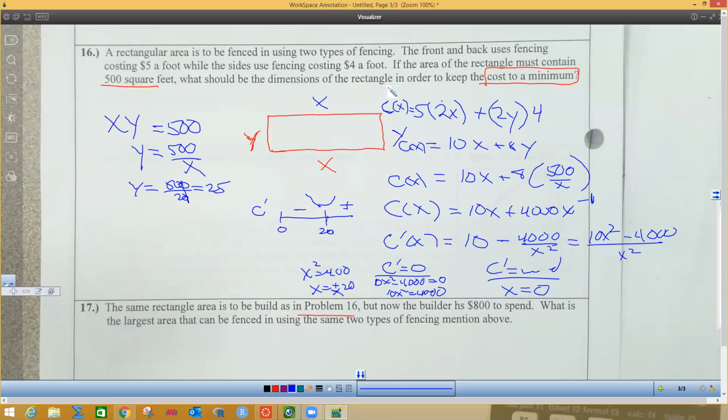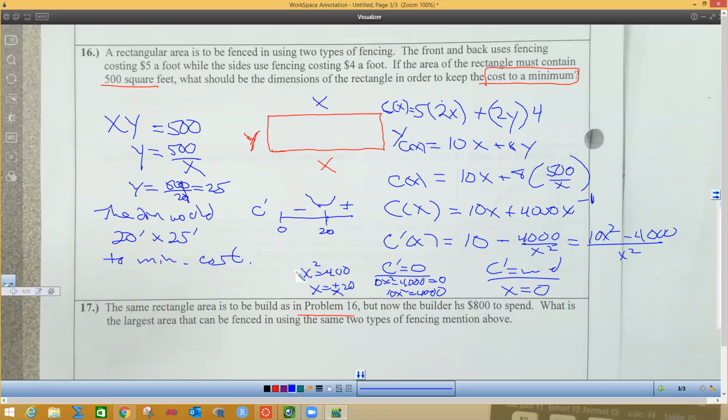So this says, what would the dimensions of the rectangle be in order to be a minimum cost? So the dimensions would be 20, let's see, we're talking feet, right? 20 feet by 25 feet to minimize the cost.